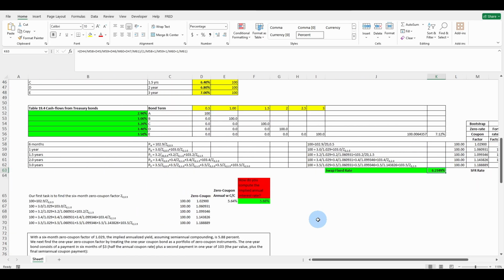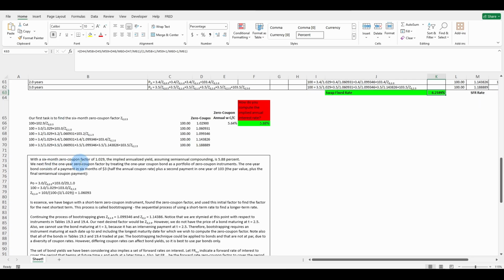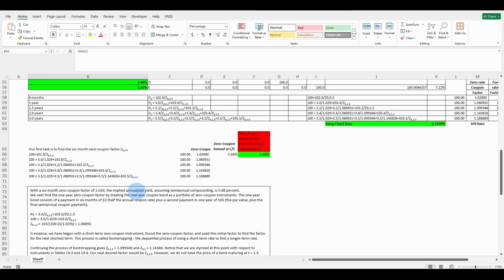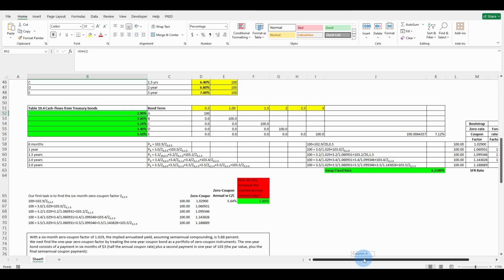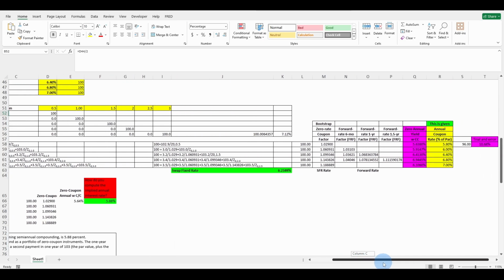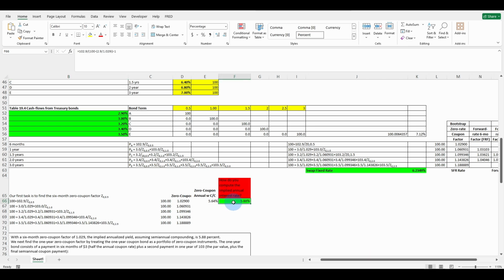How do we compute the implied annual interest rates? Let me explain. With a 6-month zero coupon factor of 1.029 right here, the implied annualized yield, assuming semi-annual compounding, is 5.88. Remember, I said we're going to compute this number. So we're going to have 5.88 right here, 5.88, 1.029.